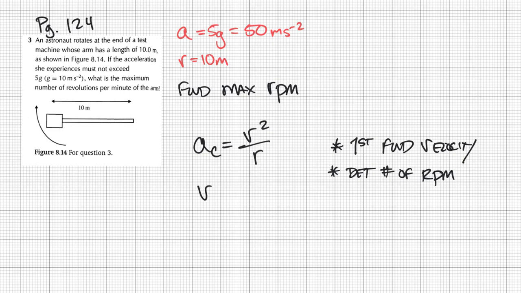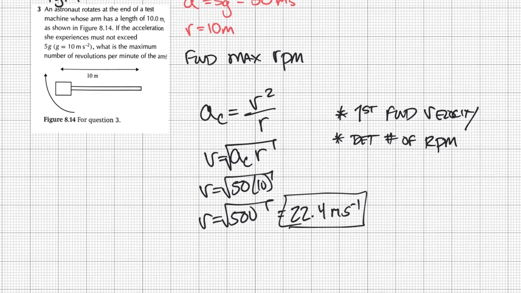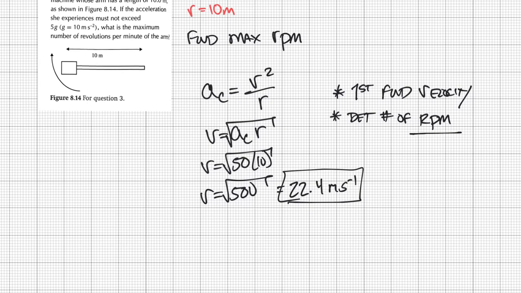So the velocity then is going to equal the square root of centripetal acceleration times the radius. So the velocity that she would be traveling would be the square root of 50 times 10, or the square root of 500. That's going to give me a velocity of about 22.4 meters per second. Right? And so how do we determine revolutions per minute?